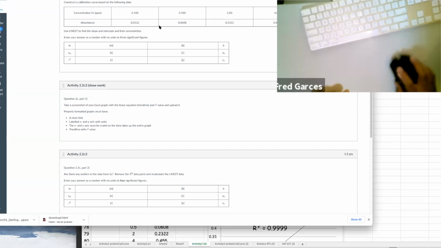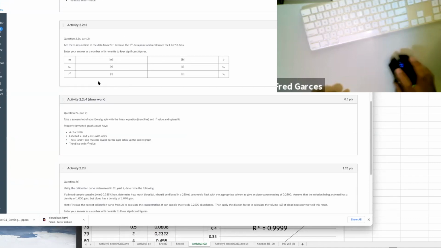This is the original data, and then this is the data, the Linest. And if you can't do Linest, then you're just going to have to skip S sub M and S sub B. But you can get the correlation factor, but not the standard deviation. And this would be the second part when you throw out the bad data point.